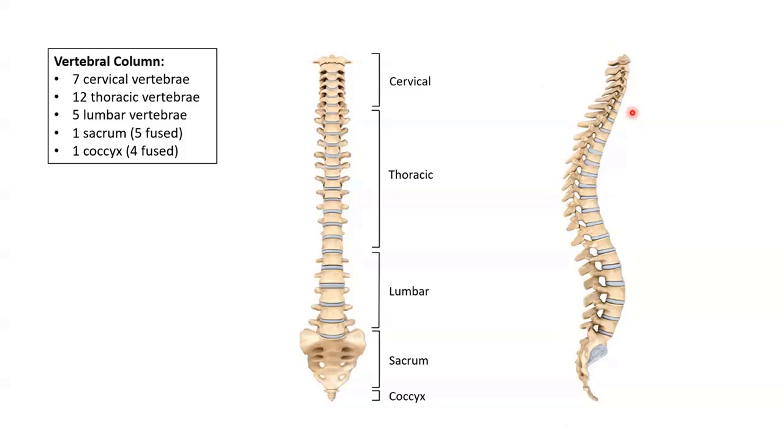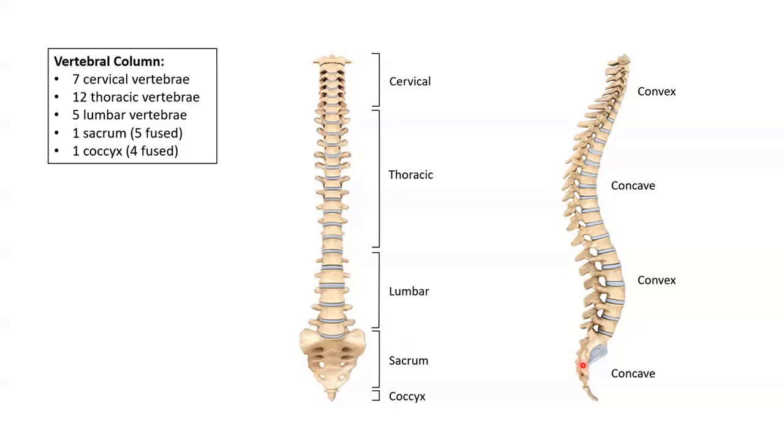Relative to the front of the body, our cervical and our lumbar curves, so this part here and also here, are convex, which means they bulge out or towards the front. Our thoracic and our sacral curves, so this portion here and then here, are concave, which means they dip in.